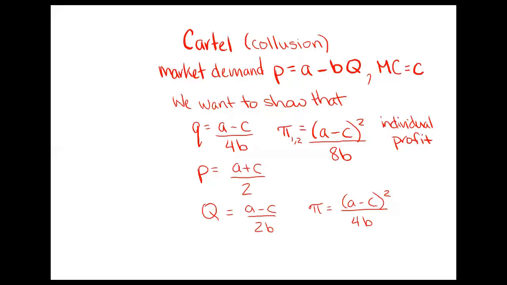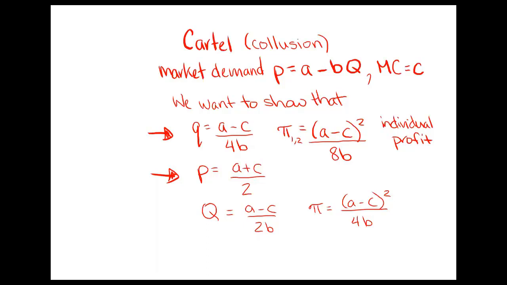Now we look at the oligopoly market with a cartel. So we have collusion amongst the firms. And we're going to do a duopoly, so we're just going to have a firm 1 and firm 2. And we want to show that if market demand was P equals A minus BQ, and marginal cost was a constant of C, then we would have this as our equilibrium quantity and price.